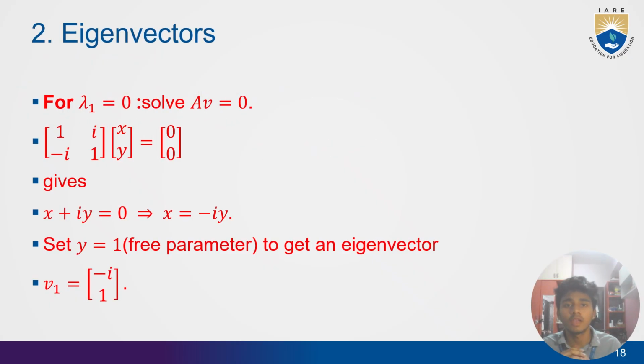After finding the eigenvalues, we have to find eigenvectors with the help of the eigenvalues. For lambda 1 equal to 0, solve A v is equal to 0. With the matrix A, [1, i; minus i, 1] times the vector (x, y) is equal to (0, 0), multiplication gives the equation x plus i y is equal to 0. So x is equal to minus i y. Set y is equal to 1 as an arbitrary constant to get the eigenvector. We get the eigenvector v1 is equal to (minus i, 1).